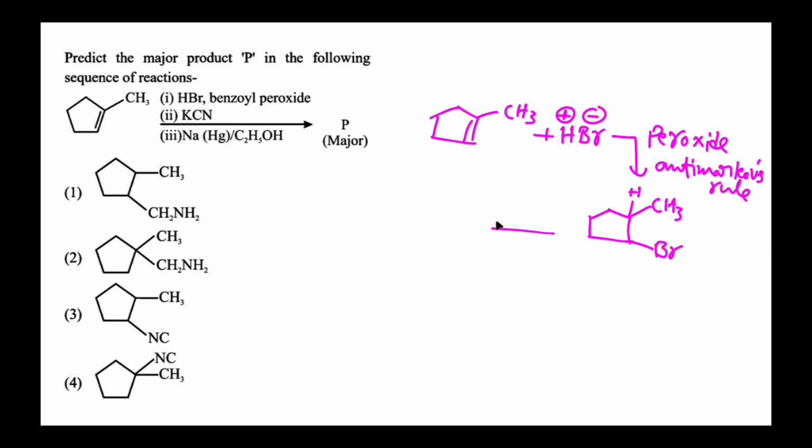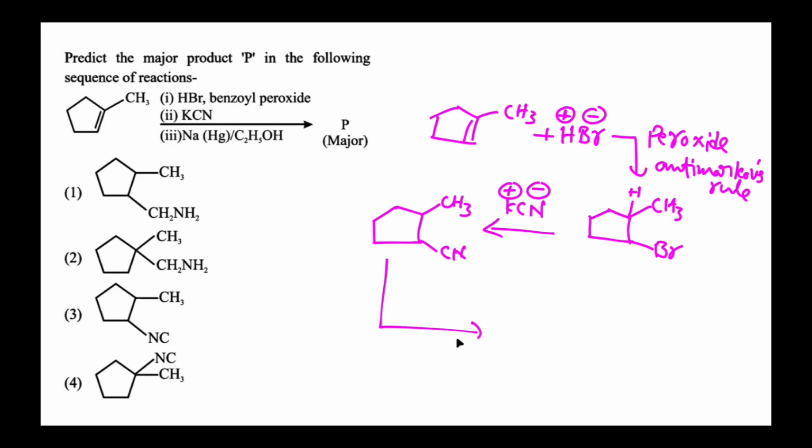Then further it is reacted with KCN, potassium cyanide, in which K plus and CN minus are present. That CN minus nucleophile replaces the Br minus from this molecule, so that we get the product: methyl group as it is, and bromide ion replaced by cyanide ion.